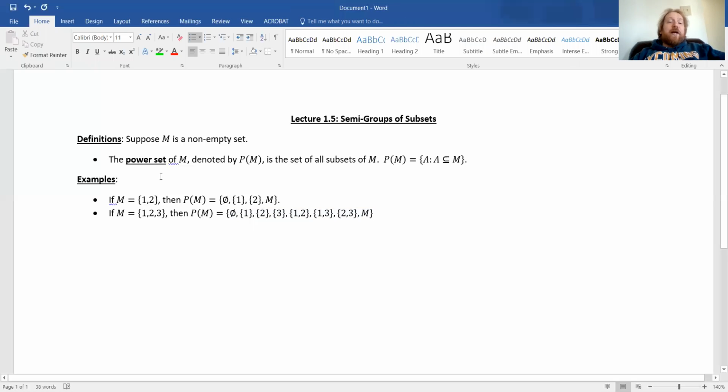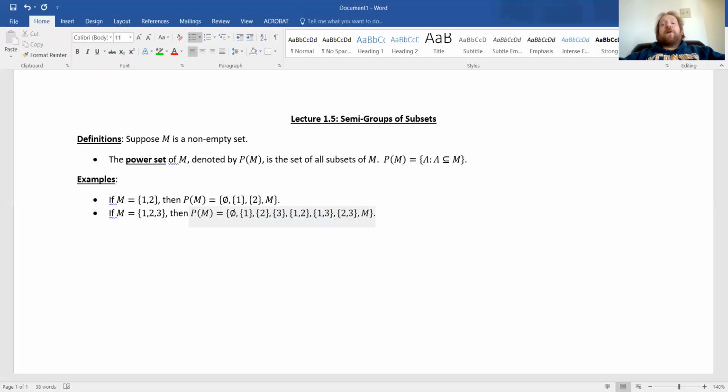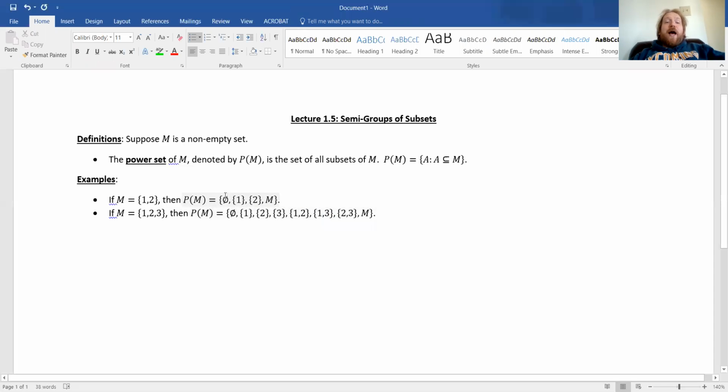So notice here, if M had 2 elements, it had 4 subsets. And if M had 3 elements, then it had 1, 2, 3, 4, 5, 6, 7, 8 subsets. And we proved in foundations that in general, if a set has n elements, it has 2 to the n subsets. Okay, so what we're going to do now is we're going to look at these sets of subsets and we're going to try to make an algebraic structure out of them.